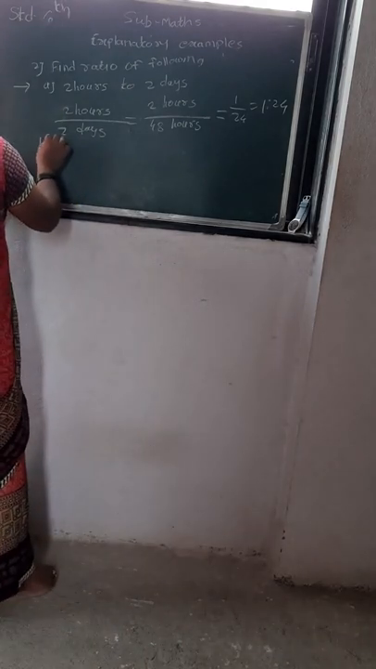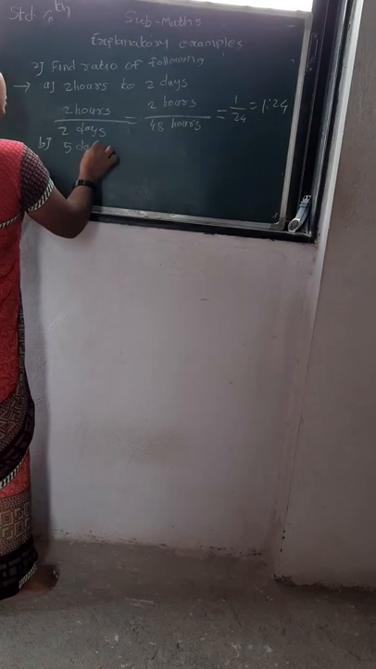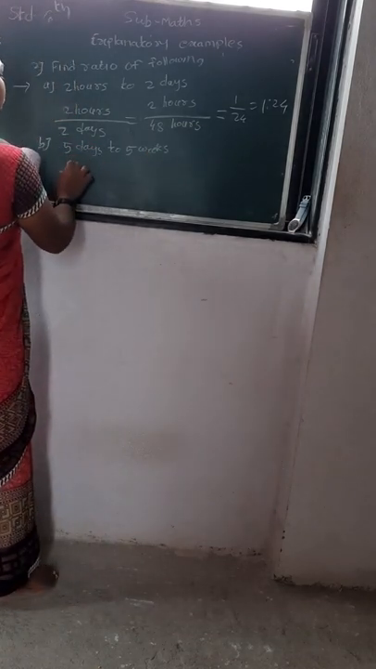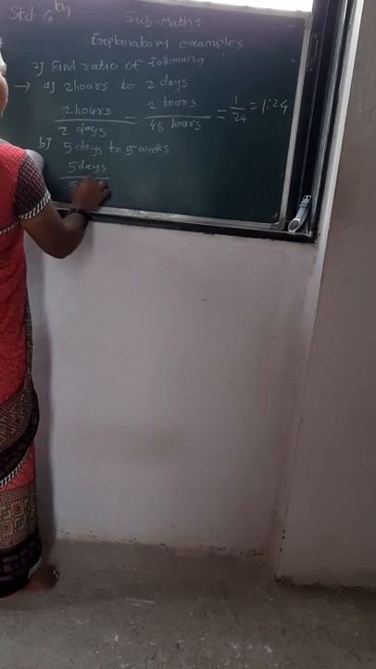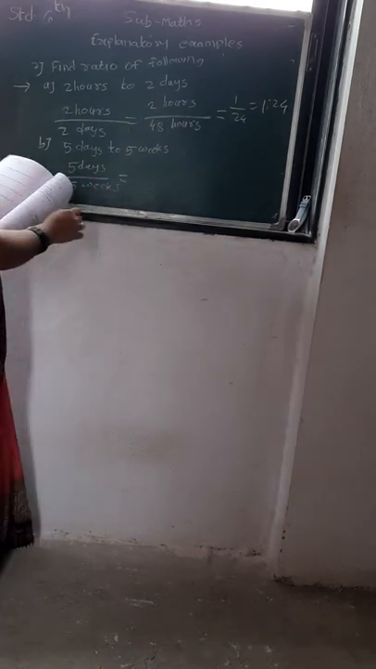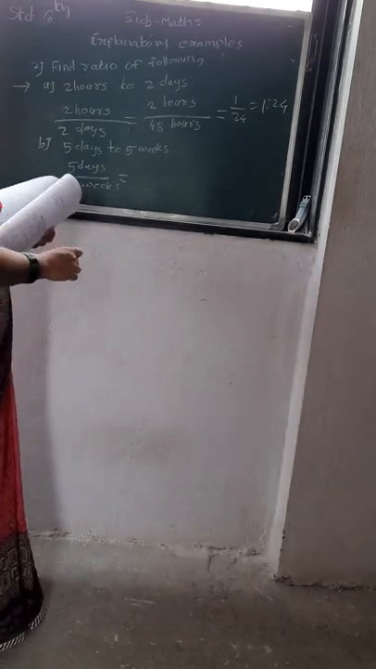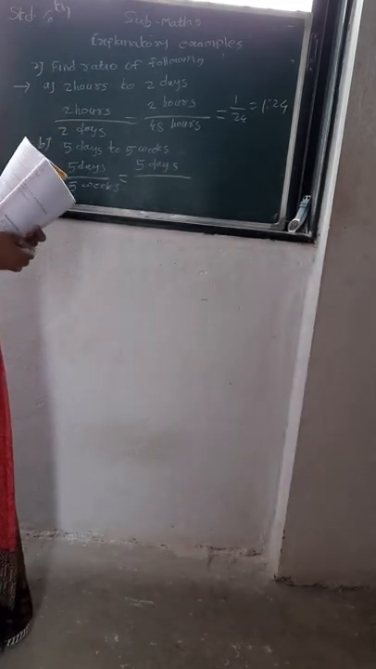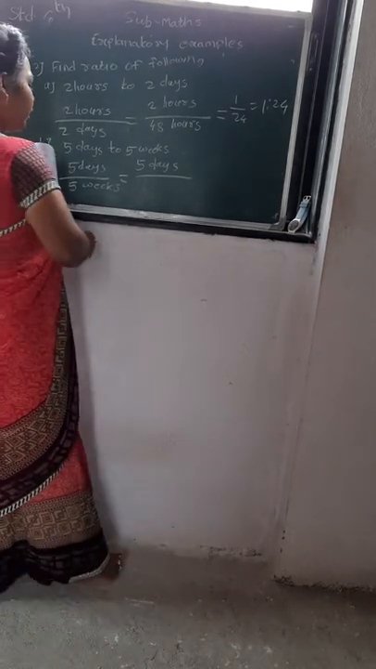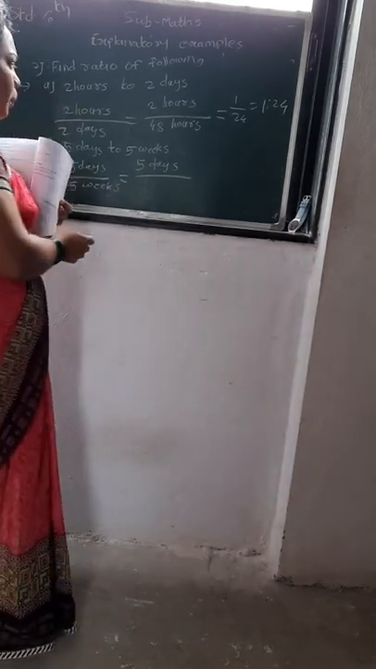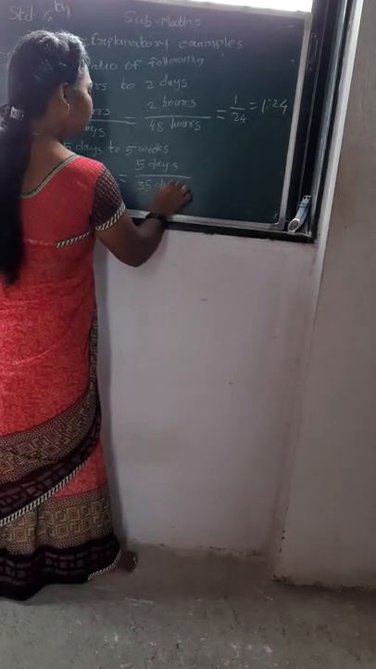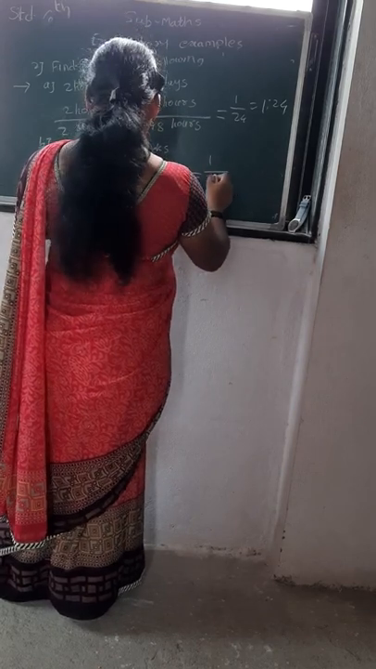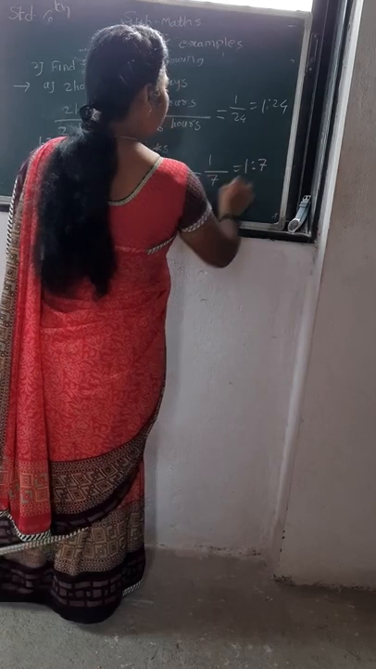Next, the second ratio is 5 days to 5 weeks, equal to 5 days divided by 5 weeks. 5 days stays as it is. 1 week contains 7 days, then 5 weeks contains 7 5s are 35 days. 5 1s are 5, 5 7s are 35. Ratio is 1 to 7.